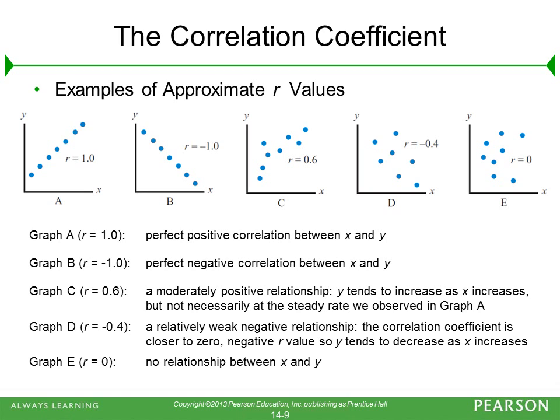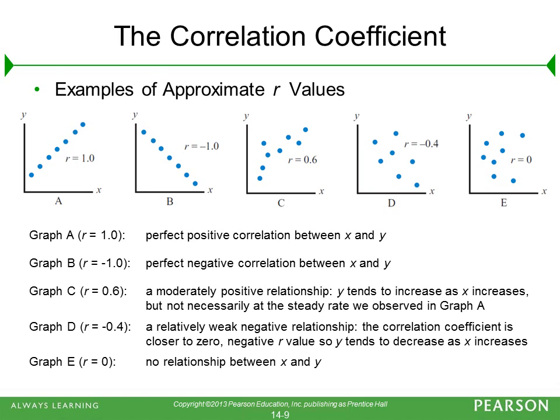The different correlations that you see here: graph A shows a perfect positive correlation. The dots are lined up in a way that the relationship is 1 for 1. When x goes up by 1, the y goes up by 1. Graph B shows a perfect negative correlation. When x goes down by 1, y goes up by 1. Perfect negative correlation.